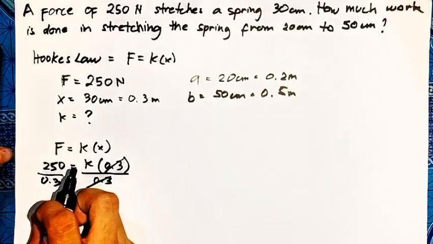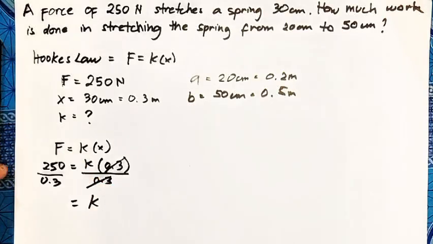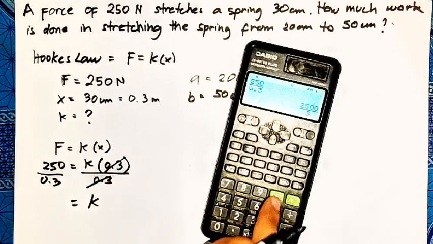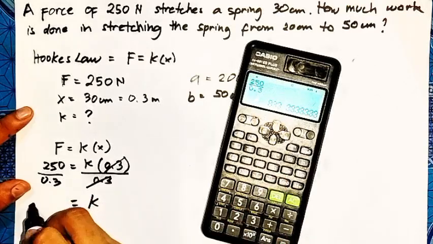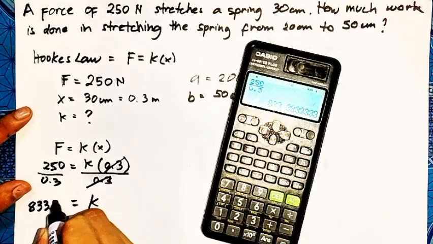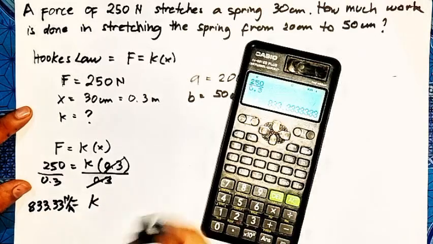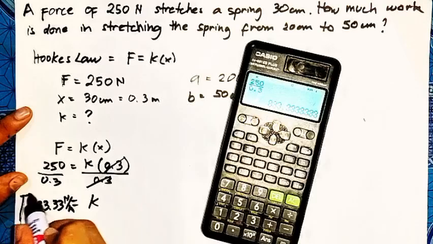We have 250 divided by 0.3, which is 833.33. The unit is Newton per meter. This is now the value of our K.